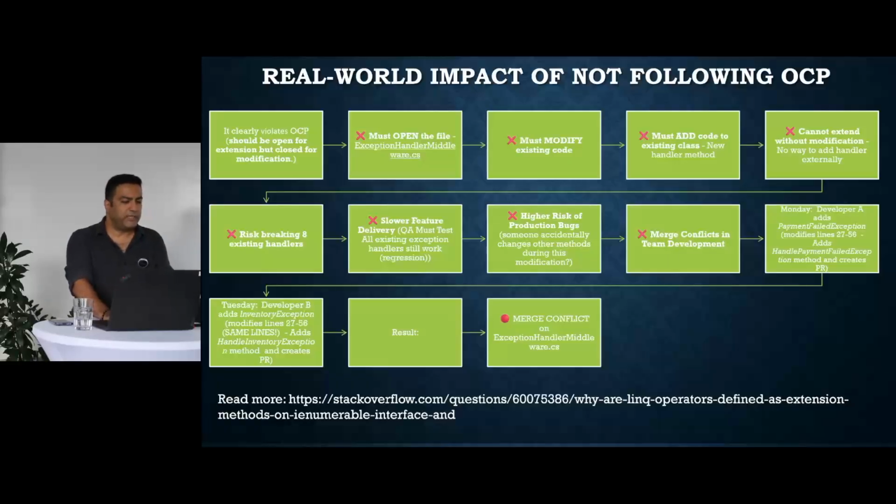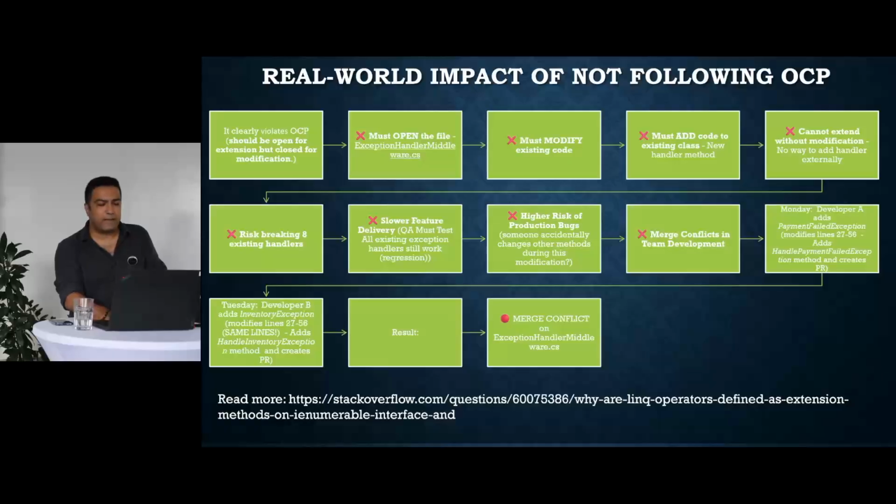Risk breaking 8 existing handlers. For example, I'm going to add a timeout exception, but what if by mistake I modify some other methods during my change? And testing the software would also be slower because the QA must test all of the functionality together, even if I add some new functionality, because all are together. So higher risk of production bugs and merge conflict.